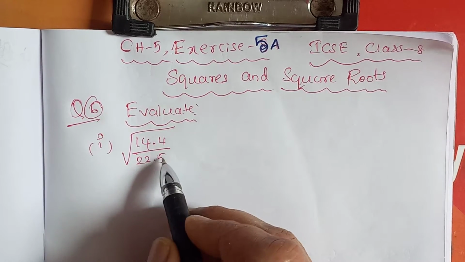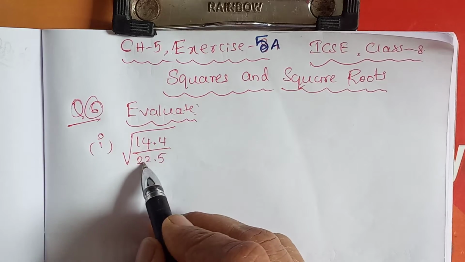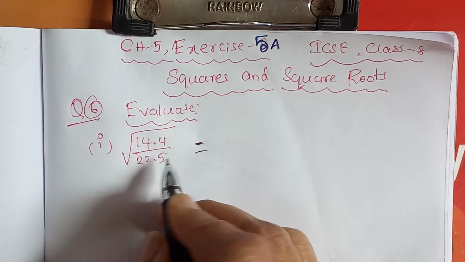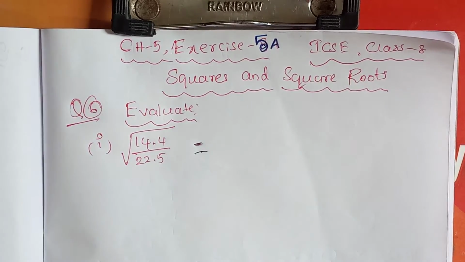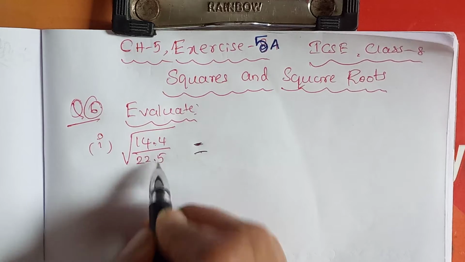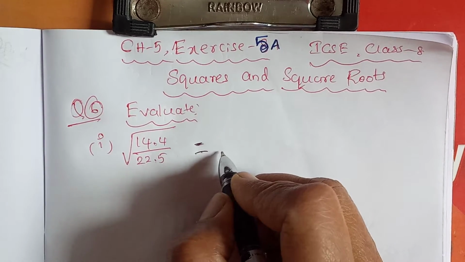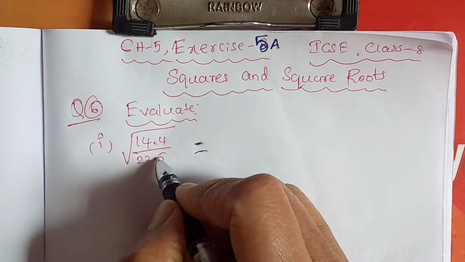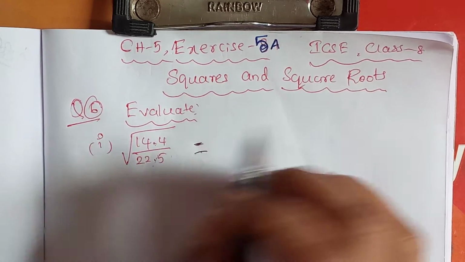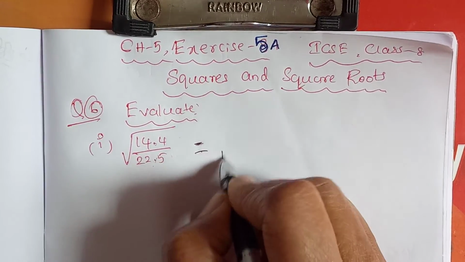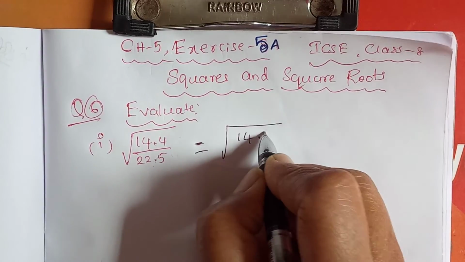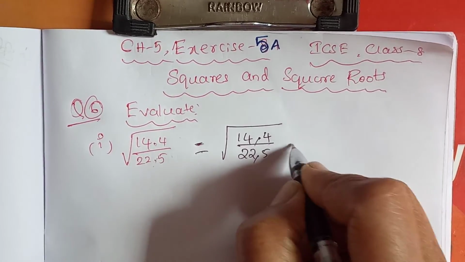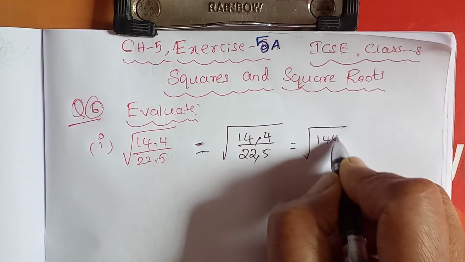So square root of 14.4 by 22.5. Children, in this kind of question, we can directly remove the decimal because this is in one decimal point and this is also in one decimal point. Or else, you can take denominator 10 and numerator 10 and remove the decimal. Instead of that, I am going to cancel directly and remove the decimal. So I'm just removing this and rewriting the number.